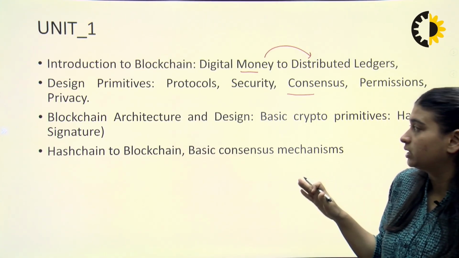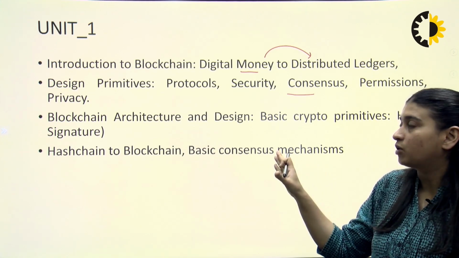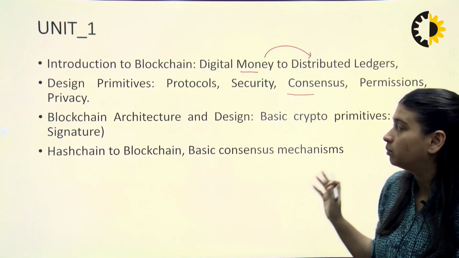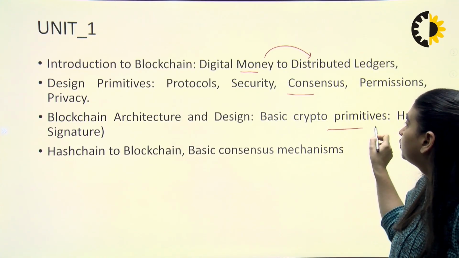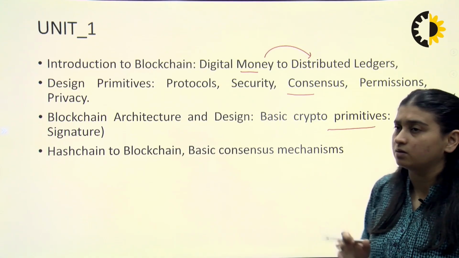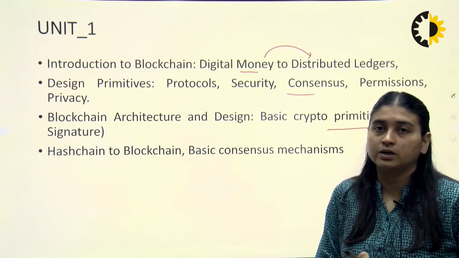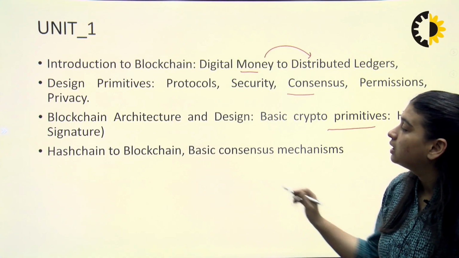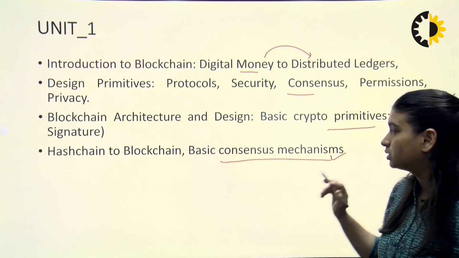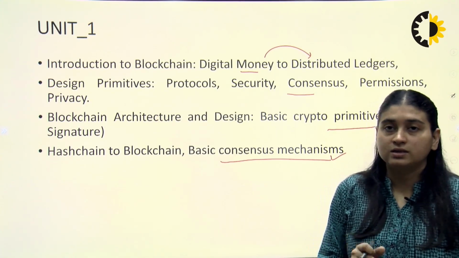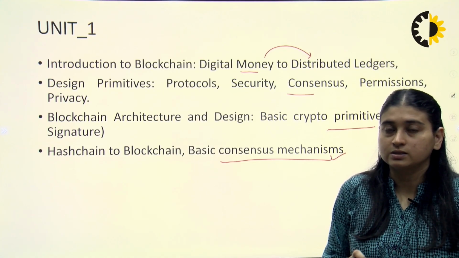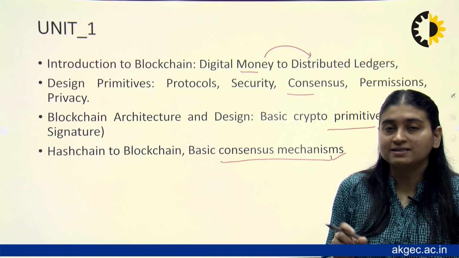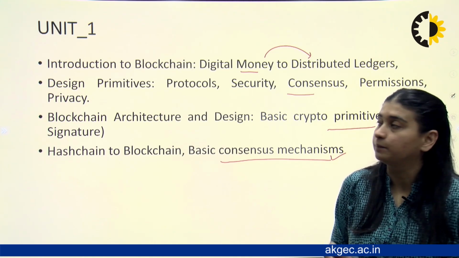Then we have blockchain architecture and design. So there is a proper architecture and some of the components. We'll be discussing those, like basic crypto primitives, hash, signatures, etc. So there are some concepts related to cryptography, hash chain to blockchain, and some basic mechanisms. In this, we'll see the list of consensus mechanisms, and in Unit 2, we'll discuss those consensus mechanisms in detail.